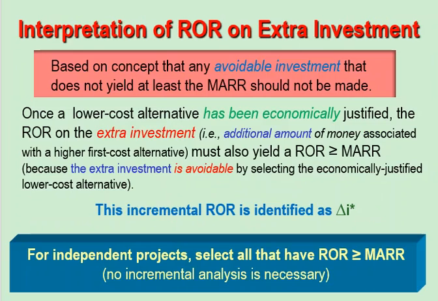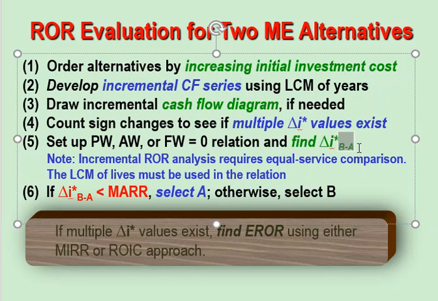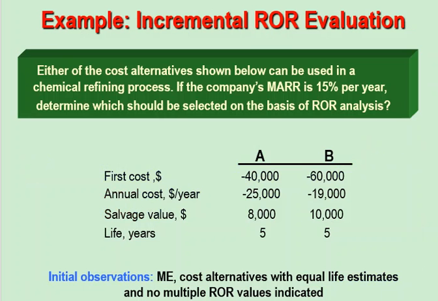So how are we going to do that? Let's do an example. Keep in mind, we are going to be doing B minus A. That means more initial cost minus less initial cost. The rest of these, you're going to see while we are solving. So let's solve this example.